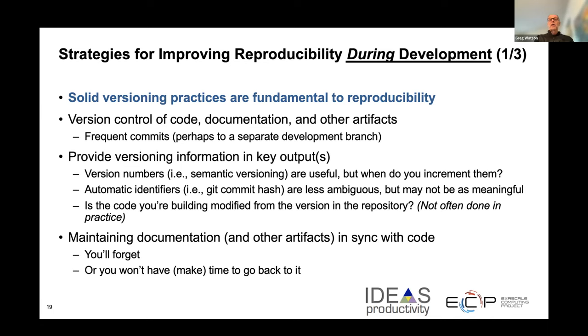There are some issues about version numbering. There are many different ways to create these versions. There's what's called semantic versioning, where you're creating some meaning in the version numbers itself. That can cause some issues if you want to know when to change the versions. Some version control systems automatically generate identifiers, such as commit hashes, that can be useful in different ways, but maybe not as meaningful because there are no semantics associated with those hashes. So they may not be as useful as, say, semantic versioning.